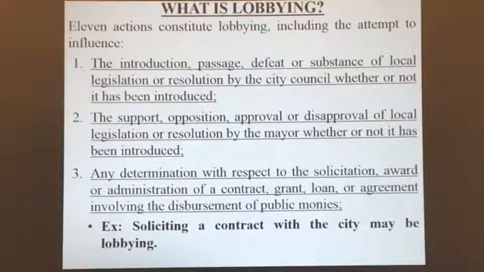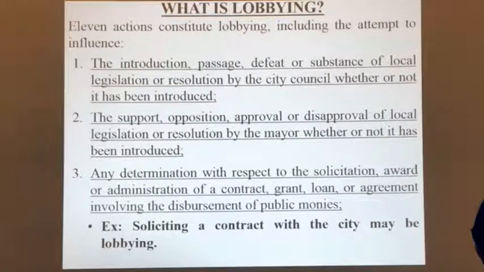Number 3, any determination with respect to the solicitation, award, or administration of a contract, grant, loan, or agreement involving the disbursement of public monies. So 3 is going to capture any contracts that you attempt to solicit before the city. Number 3 is also going to capture the disbursement of city council discretionary funds. So let's say you run a nonprofit. Maybe you are encouraging an after-school program for music in Red Hook, let's say, and you approach the city council member and you ask the city council member to please designate $50,000 of their discretionary funds towards your nonprofit.